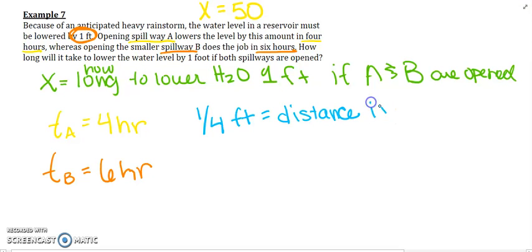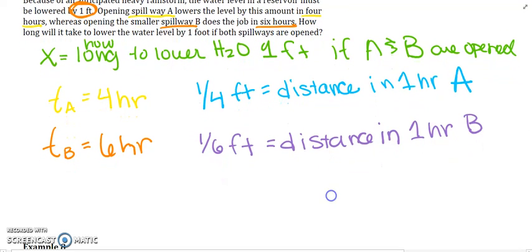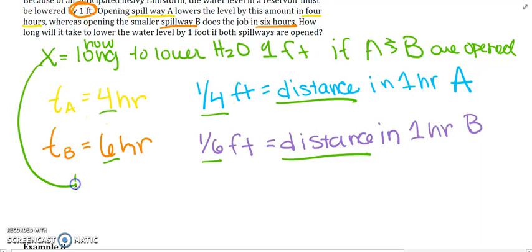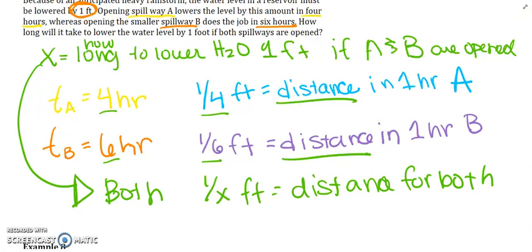So that's how much it lowers in 1 hour for A. We're going to do the same thing for B. So if it was 6 hours for 1 foot, it's 1/6 foot is the distance it will lower in 1 hour for B. But we need to know the distance of both of them. Again, we had 1 over 4, 1 over 6. So x was how long it was going to take for both. So 1 over x is the distance in 1 hour for both being open.